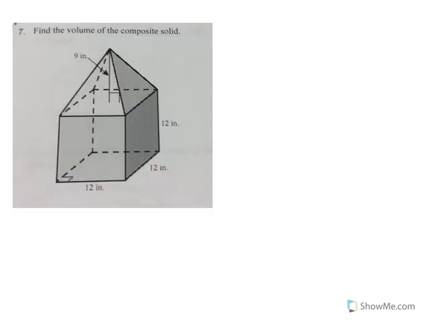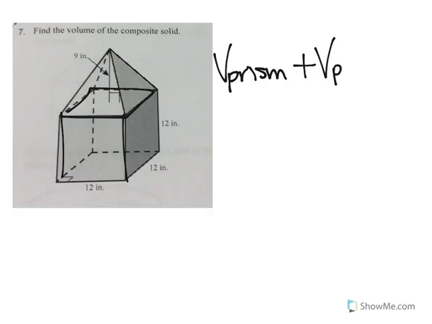Alright, number 7, it says find the volume of the composite solid. Okay, so you have to think to yourself, what are these shapes? Well, the bottom shape is a prism, okay, and so we're going to take the volume of the prism and we're going to add it to the volume of the pyramid. Okay, so those are two different volume formulas. So the volume of the prism is going to be length times width times height.